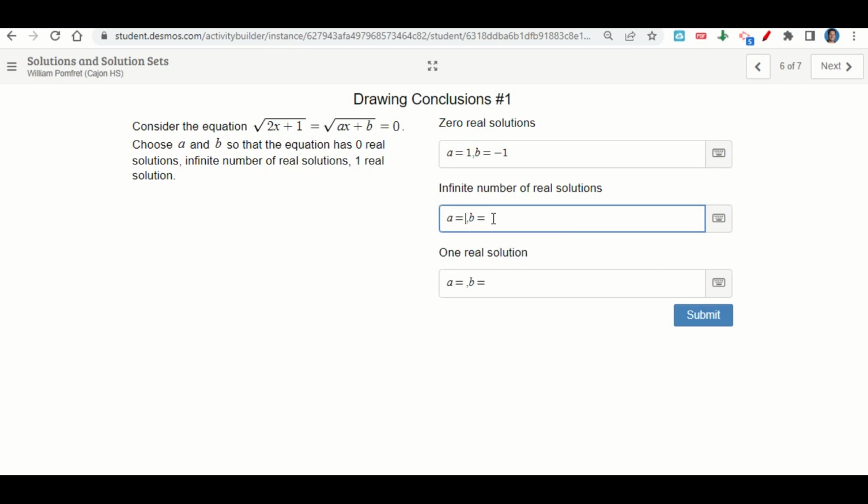Okay, infinite number of solutions. So how can I have an infinite number of solutions? Well, anything here, so 2x plus 1 would give me an infinite number of solutions because it can keep going forever and ever and ever. Okay, so for instance, if this is 2 and this is 1, that gives me an infinite. Now if I only want one real solution, so now I need this to end up being a single value, so you'll go ahead and solve that.